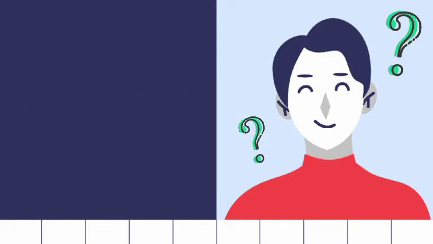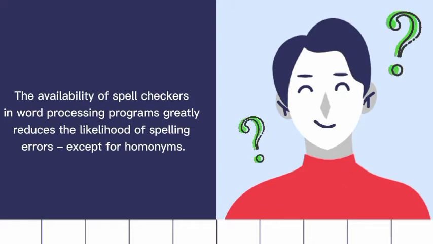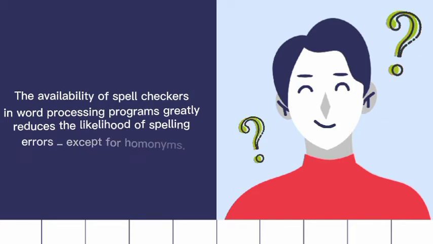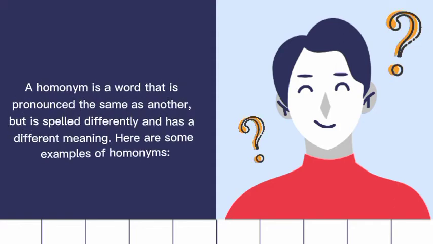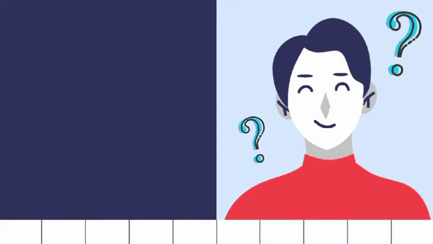Spelling. The availability of spell checkers and word processing programs greatly reduces the likelihood of spelling errors, except for homonyms. A homonym is a word that is pronounced the same as another, but is spelled differently and has a different meaning. Here are some examples of homonyms.